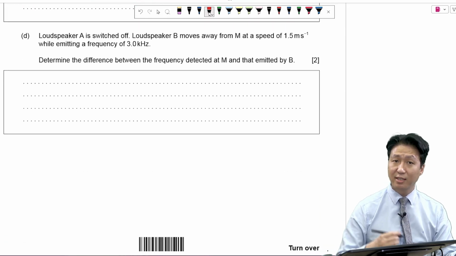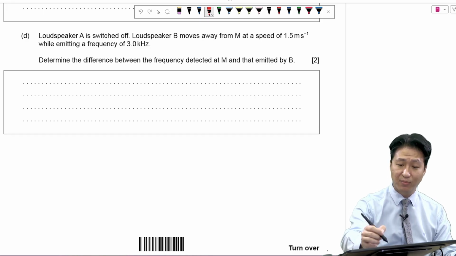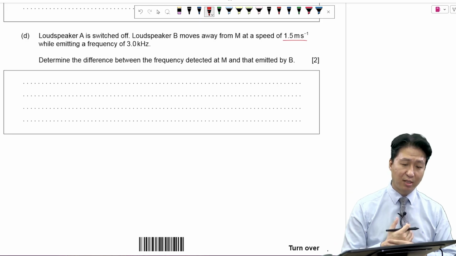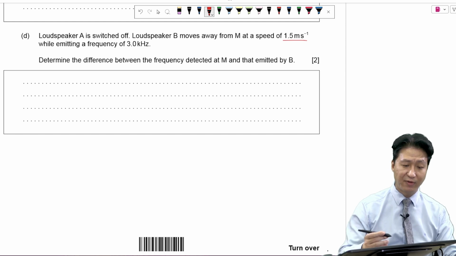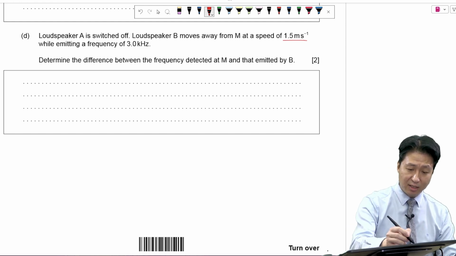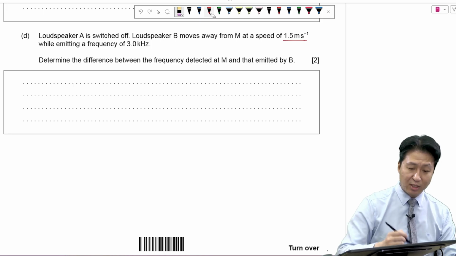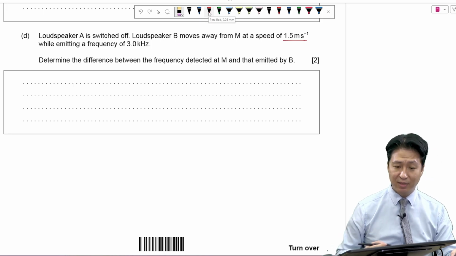Next, for part D, it says that loudspeaker A is switched off, so you only have one speaker left, and the speaker B moves away from M at a speed of 1.5 meters per second. There's a moving source. We must be using the Doppler equations, or the concept of Doppler effect. And the original frequency is going to be 3 kilohertz. Determine the difference between the frequency detected at M and that emitted by B.